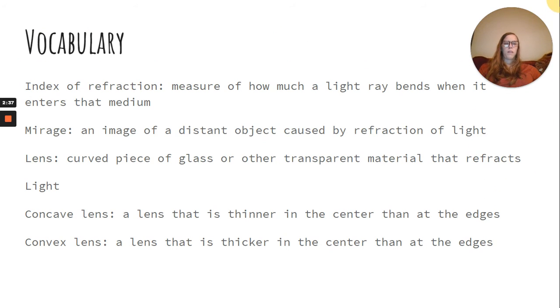So we'll go through our vocabulary words. Index of refraction is the measure of how much a light ray bends when it enters that medium. Mirage is an image of a distant object caused by refraction of light. A lens is a curved piece of glass or other transparent material that refracts light. Concave lens is a lens that is thinner in the center than at the edges, and convex is thicker in the center than at the edges.